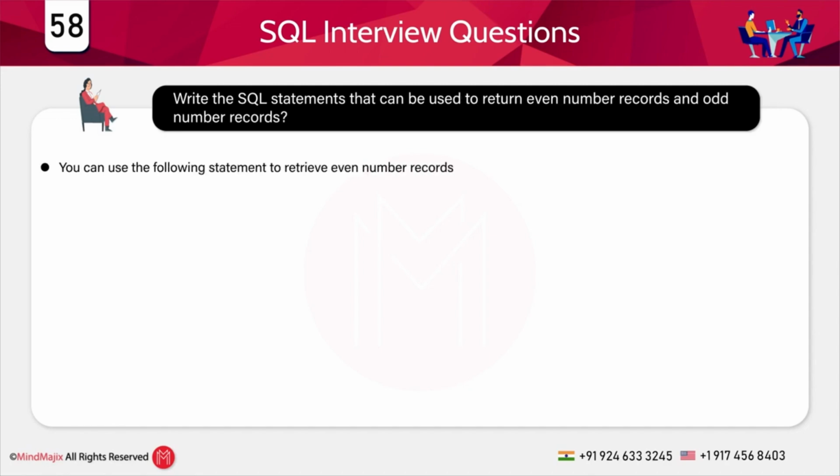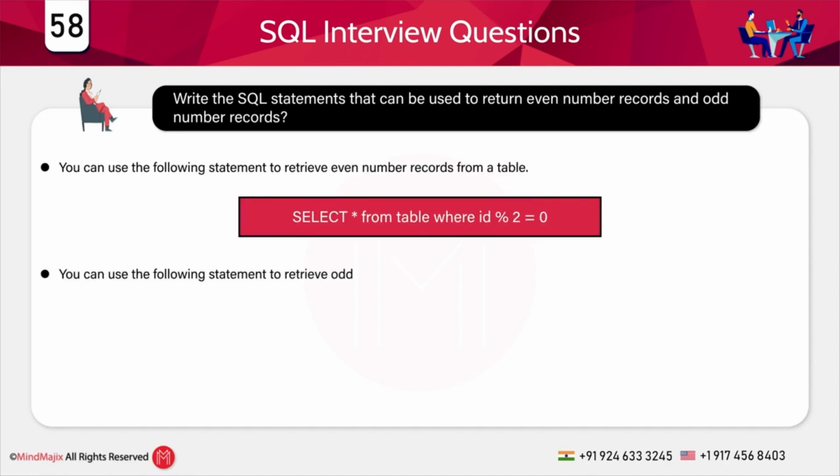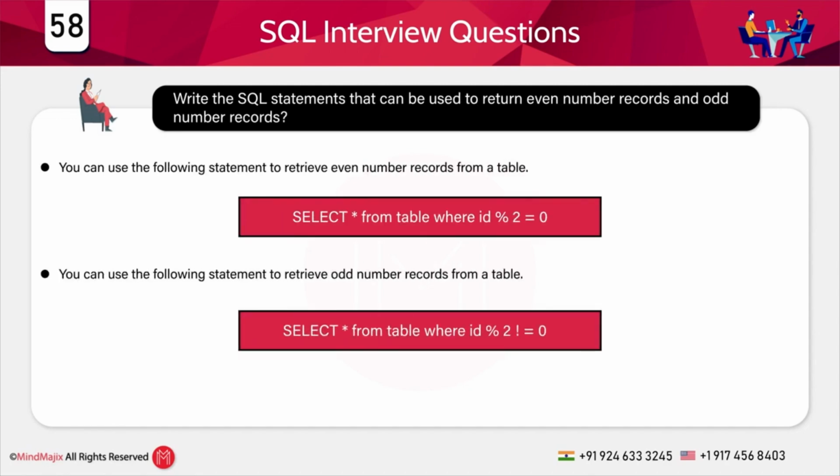So guys, here you must understand that this is a scenario based question. The interviewer wants you to write a few SQL statements. In this case, you have to write two statements which will return even number records and odd number records. Suppose your database table has 100 records. In the first query, you have to return the records which are even number based, such as 2, 4, 6, 8, and so on.